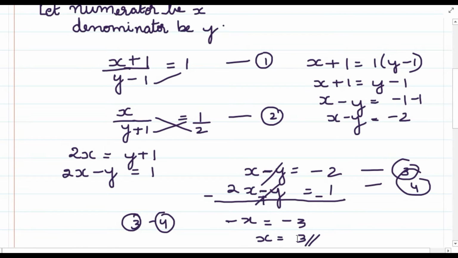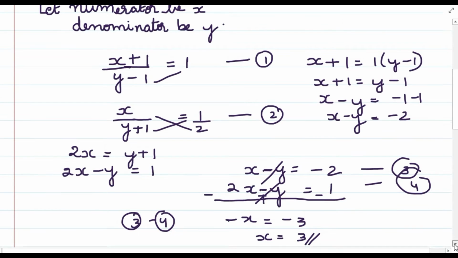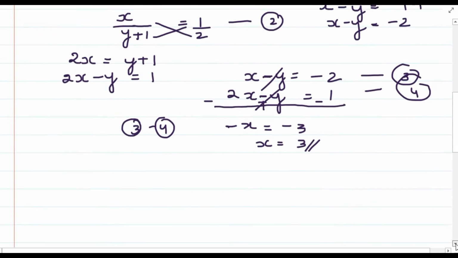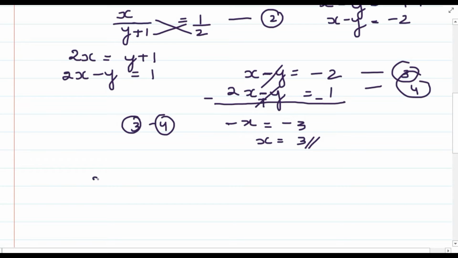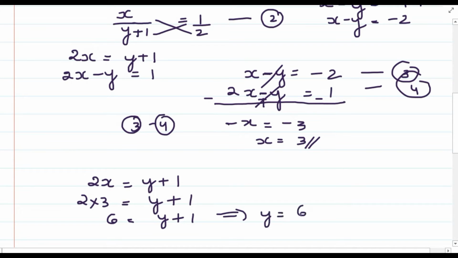Now we'll find the denominator. To find the denominator, you can substitute into any of the equations and you will get the answer. So I will substitute in the equation 2x equal to y plus 1. Substituting, 2 into 3 equal to y plus 1, so 6 is equal to y plus 1, or y equal to 6 minus 1, which is equal to 5. So our numerator is 3 and denominator is 5. So our fraction is 3 by 5. We got the answer for this.